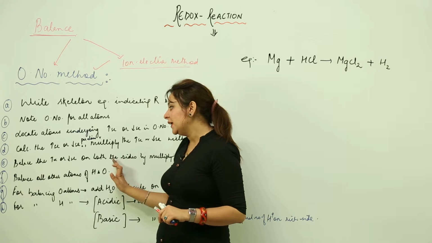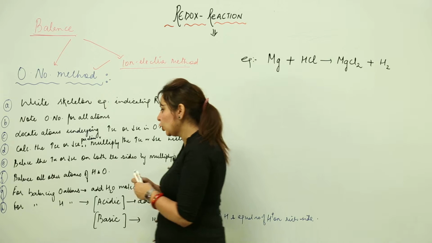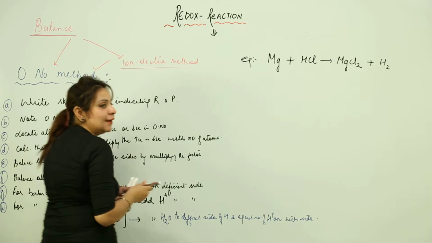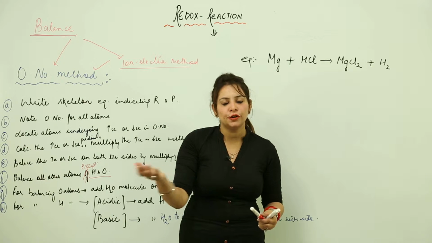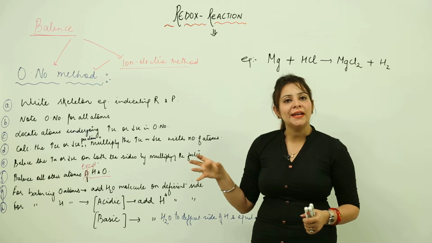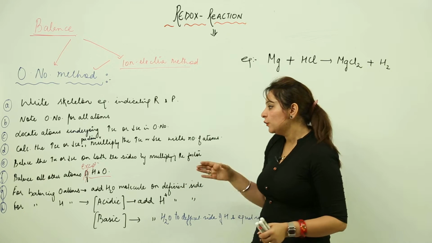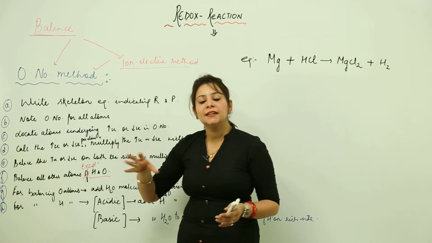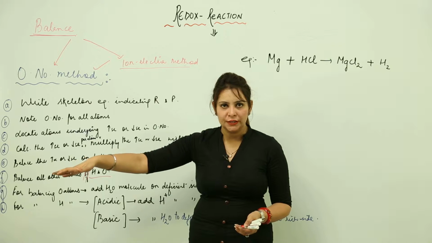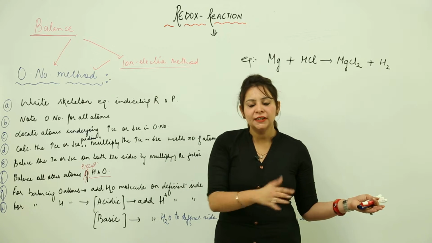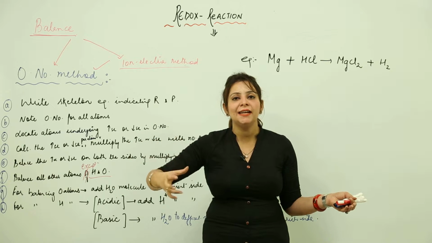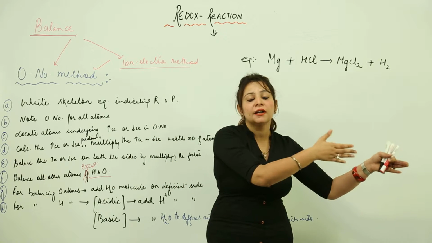Next, balance all atoms except H and O. Balance everything in the same way as you did for different reactions, except H and O. Now, balancing O and H is a critical point here. When you need to balance O, you need to add H2O molecules to the side which is deficient in O. Suppose I have 2 O here and 4 O here. I am going to add the H2O to the side which is deficient, that is here.